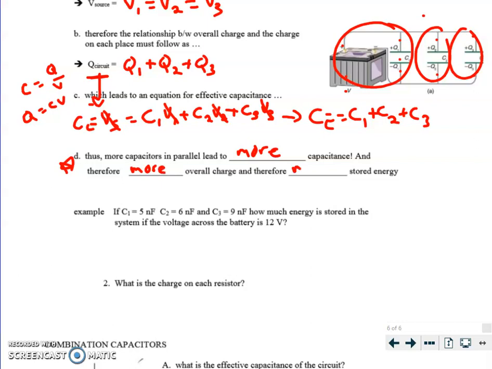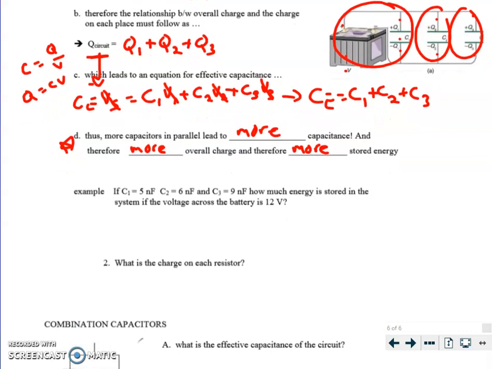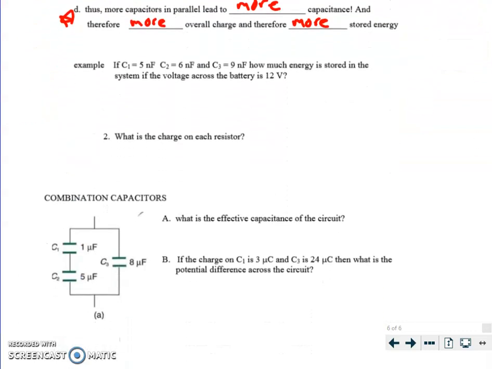And therefore more overall stored energy. So generally that's why you'd use multiple capacitors, at least simplistically. So in doing a problem, we're giving you individual capacitors: 5, 6, and 9 nanofarads. How much energy is stored in the system if the voltage across it is 12?